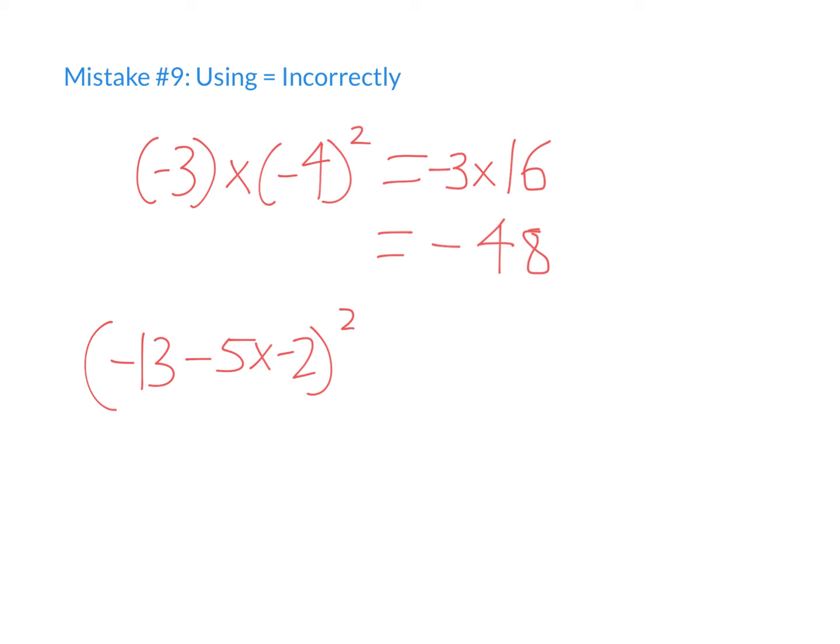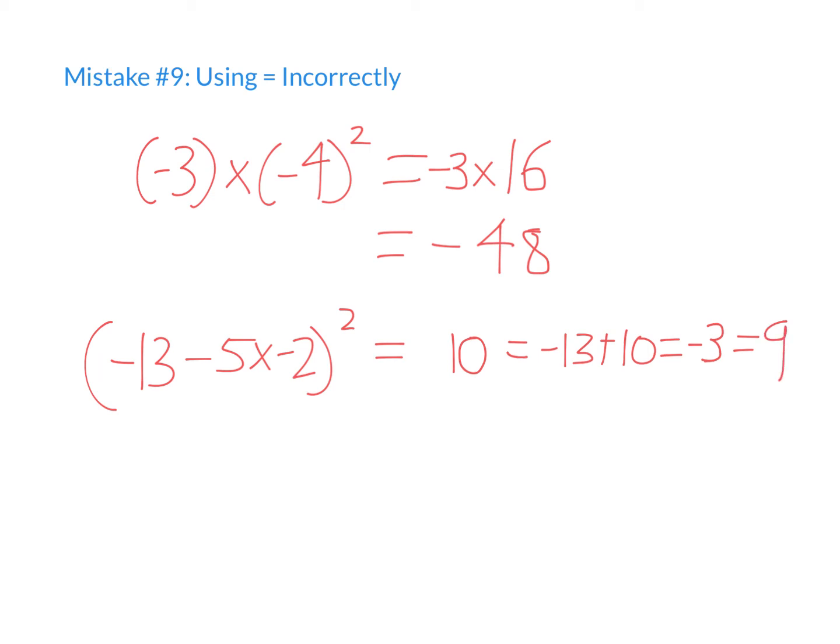So it sounds really basic, but you can only use the equal sign when things are equal. So let's look at this one here. So here we do everything in the brackets first, and then we raise to a power. So in the brackets, we have a subtraction and a multiplication. Order of operations means we're going to do the multiplication first. So negative 5 times negative 2 is 10. So negative 13 plus 10 is equal to negative 3, and then negative 3 squared is positive 9.